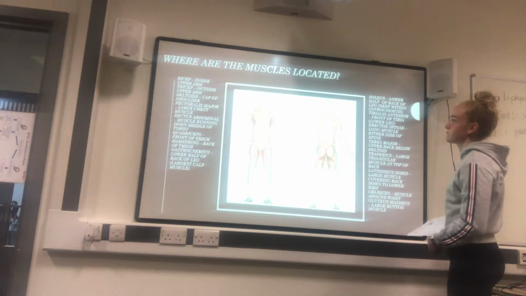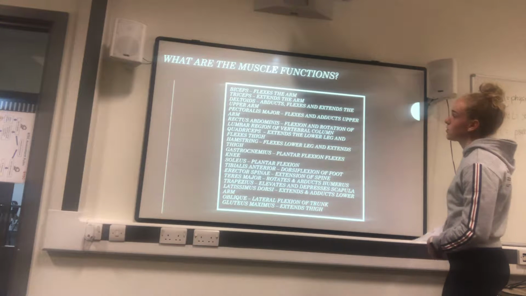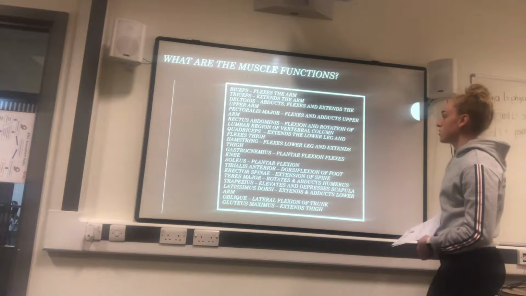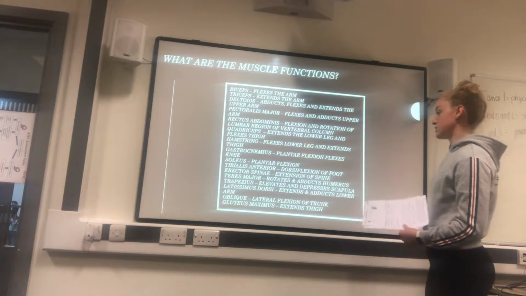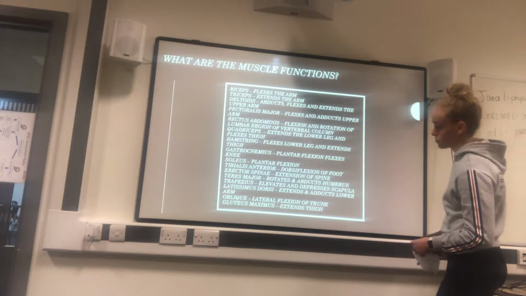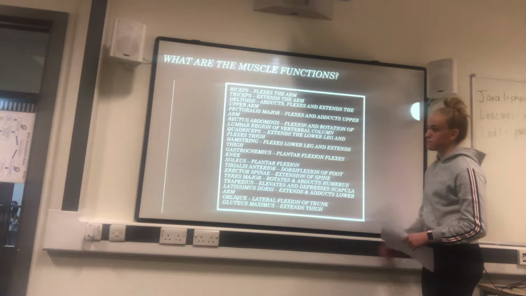Next. What are the muscle functions? So for example, the soleus is responsible for plantar flexion and the oblique is responsible for lateral flexion of the trunk. Next.